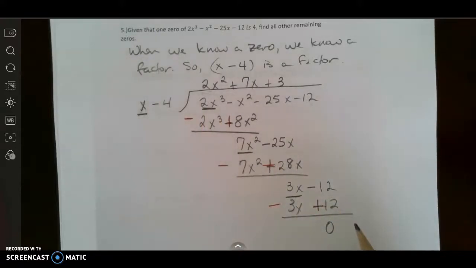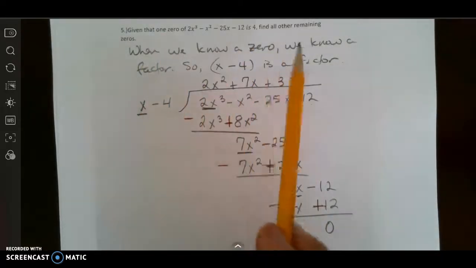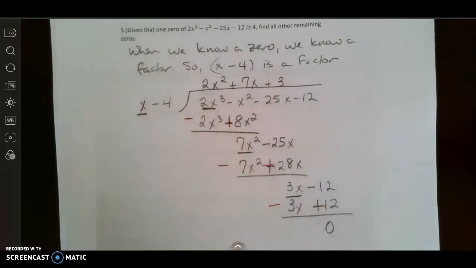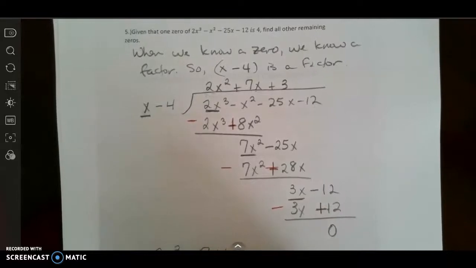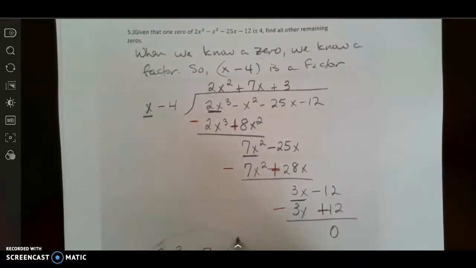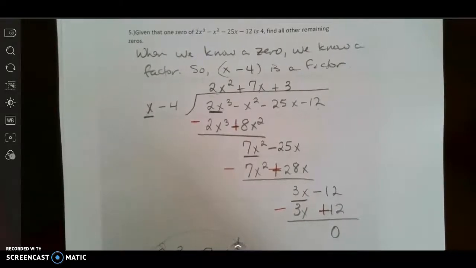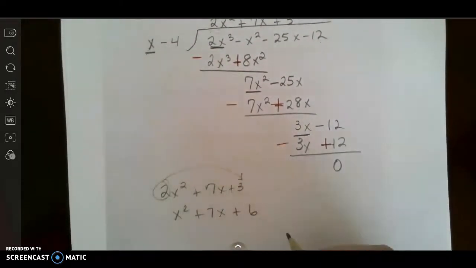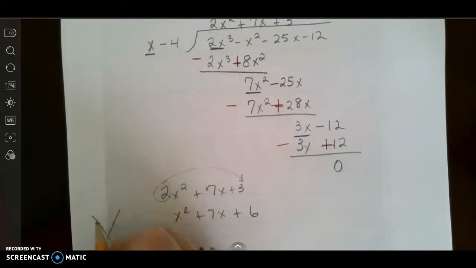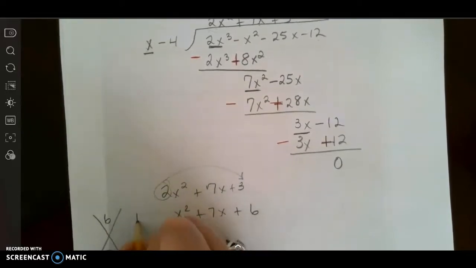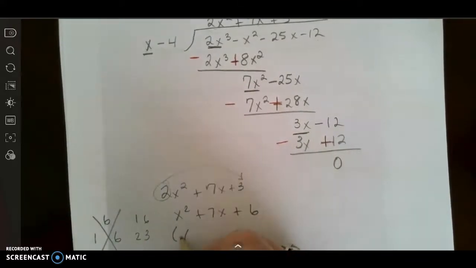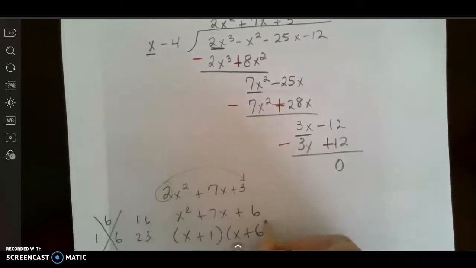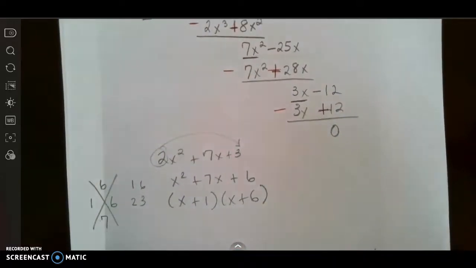Let's see if it can be factored. We don't know, it didn't say that we are going to have complex zeros. So let's check and see if this can be factored. Now, since it has a leading coefficient greater than 1, I'm going to use slide and divide and get x squared plus 7x plus 6. And I need to think about product of 6, sum of 7. My factors of 6 are 1 and 6, 2 and 3. Well, look, 1 and 6 would work. So x plus 1, x plus 6. So this is factorable. I don't need to do quadratic formula.